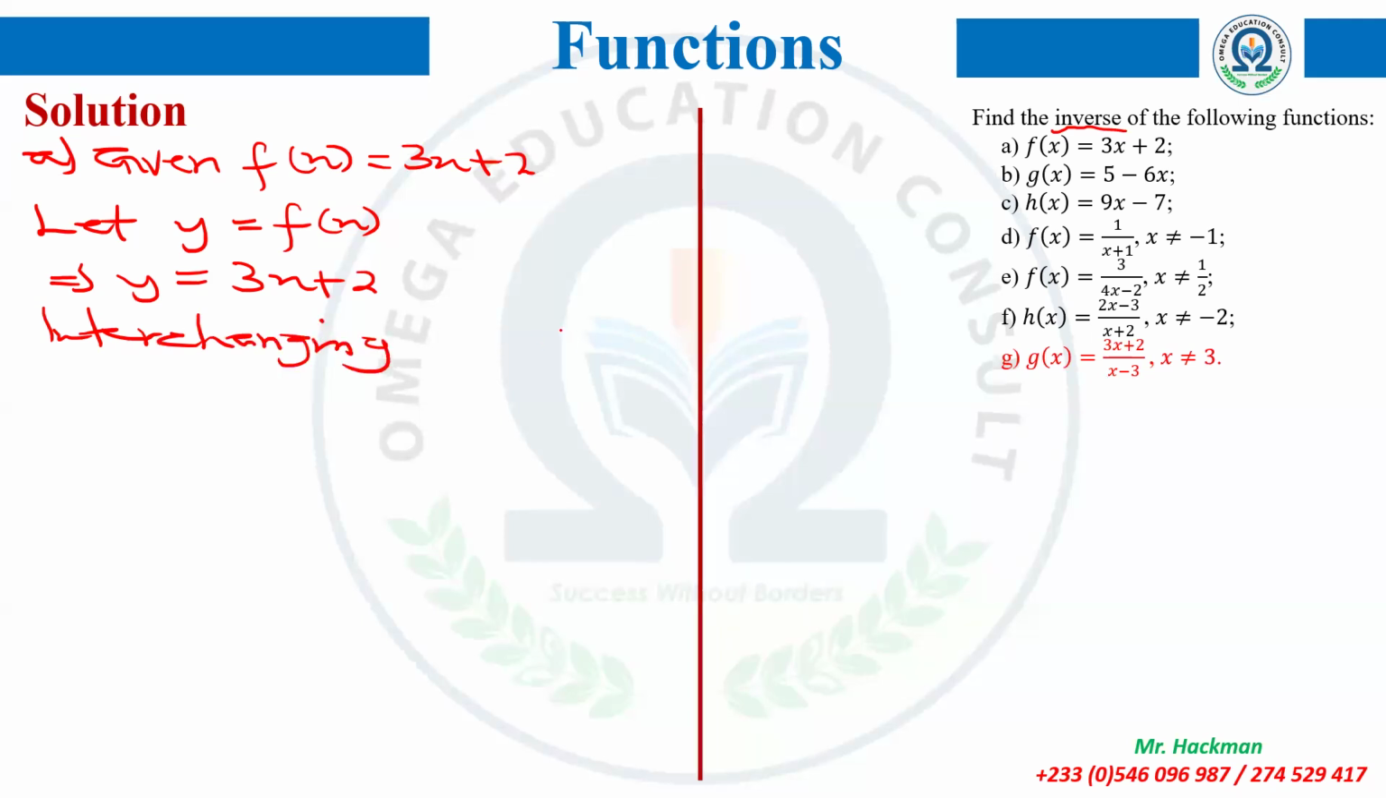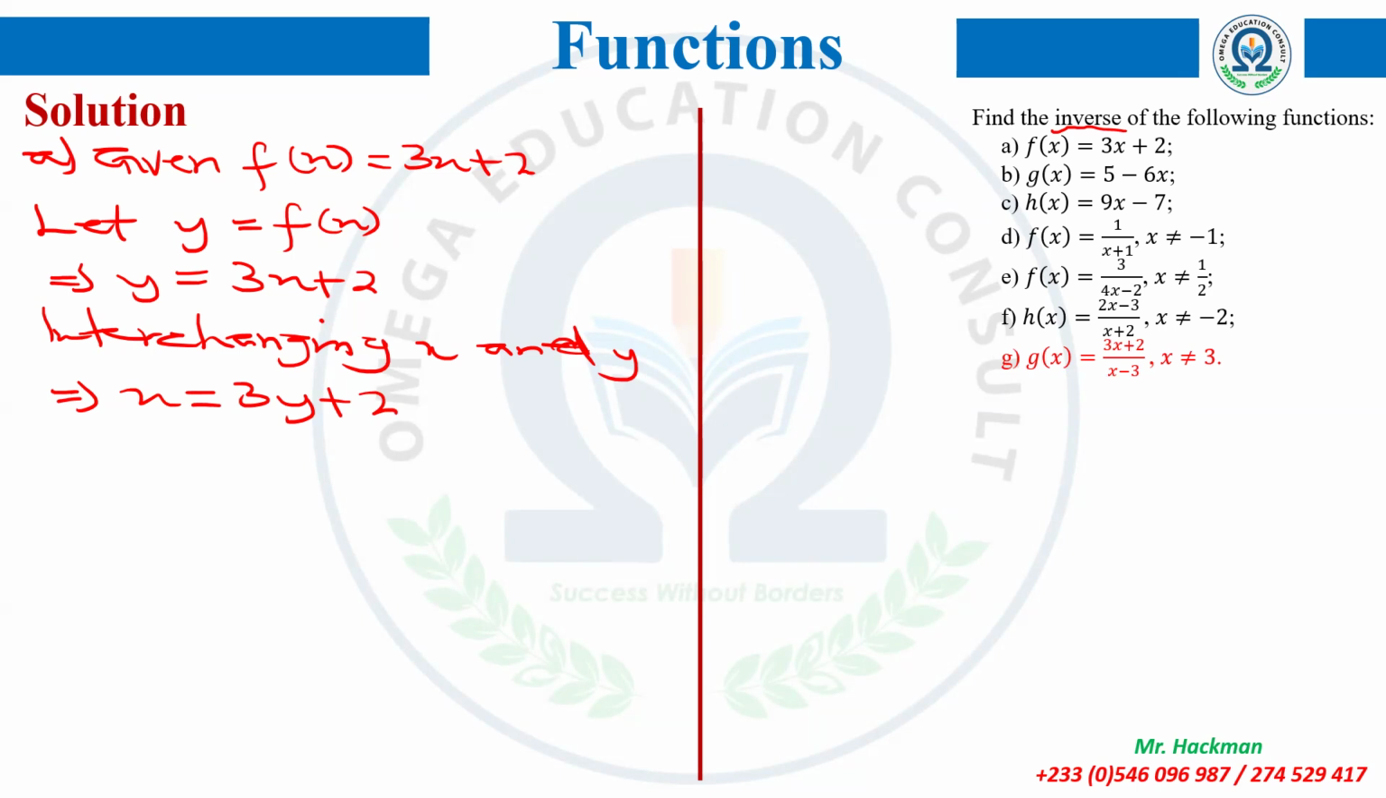Don't write "the variables." Now you know the variables. Get it? Yes. So interchanging x and y will imply that your x will be equal to what? 3y + 2. All correct? Yes. Great, you are doing well. So the second step is also done.